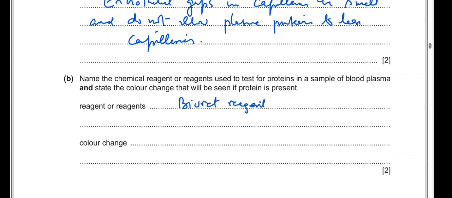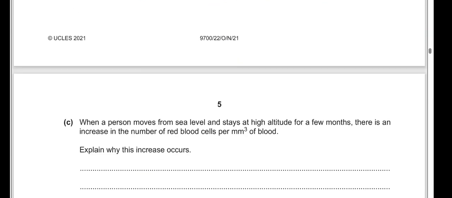And what's the result? If the protein is present, the positive test shows us the color change from blue, because biuret is blue in color, to purple or lilac. So if the color changes to purple or lilac, protein is present. If the color does not change, the protein is absent.